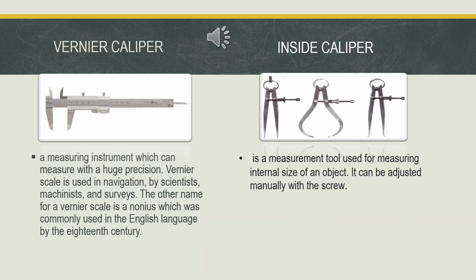Next is the inside caliper. An inside caliper is a measurement tool used for measuring the internal size of an object. It can be adjusted manually with a screw. Most inside calipers have 2 points of contact with the surface being measured, an exception being the indicating plug gauge, which has a 3 contact measurement scheme using 2 fixed tips and 1 movable tip. The measurement range is 19 to 120 mm. Preliminary setting of such inside calipers is performed using check rings.